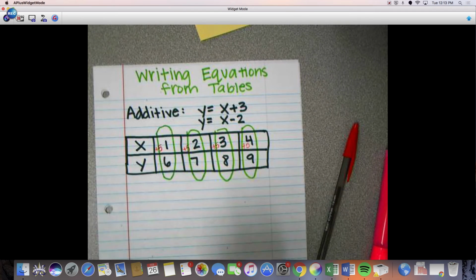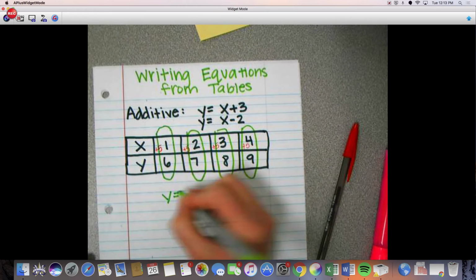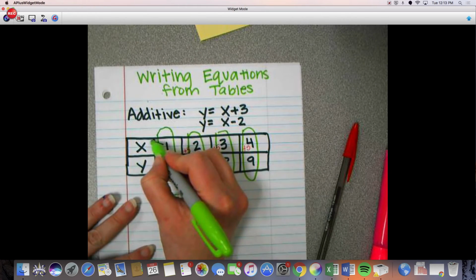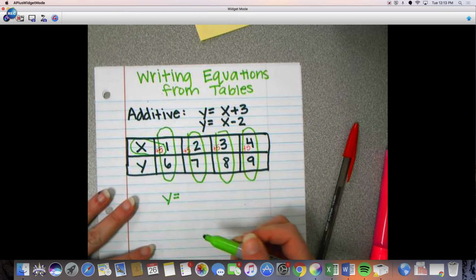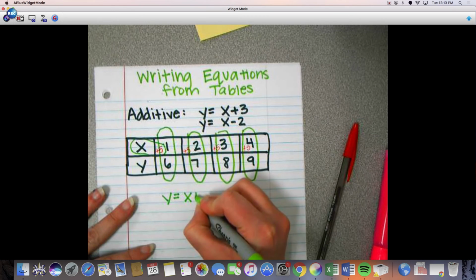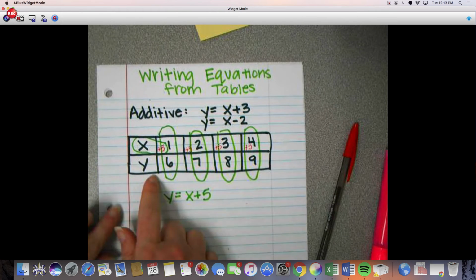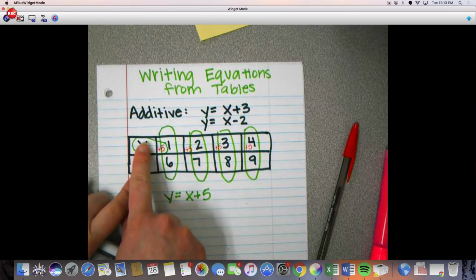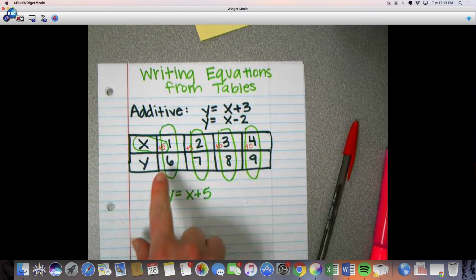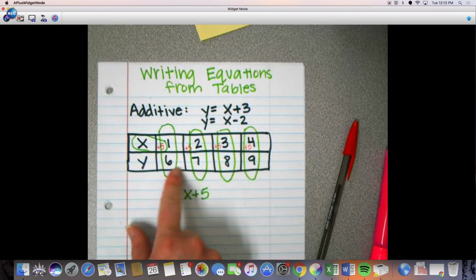So that means that our rule, what did I say your rule always starts with? Y equals, and our rule is going to be right here. I want you to circle it. X plus 5. That's our rule, or our equation. Because the rule doesn't equal 5. Y equals x plus 5. We're trying to get the values because sometimes these will be blank and you have to figure out what goes there.